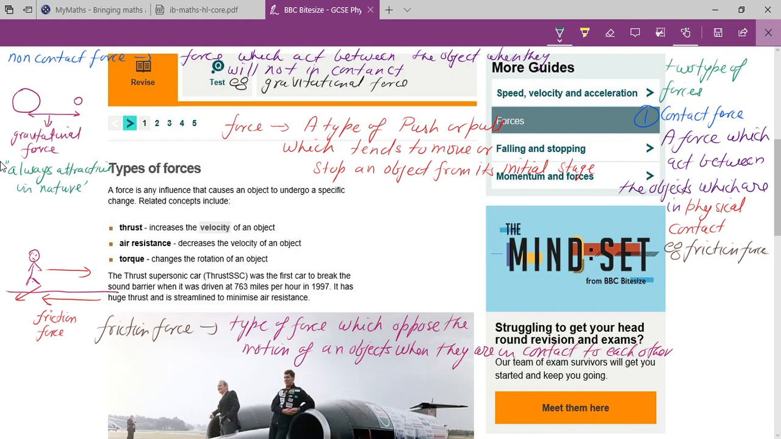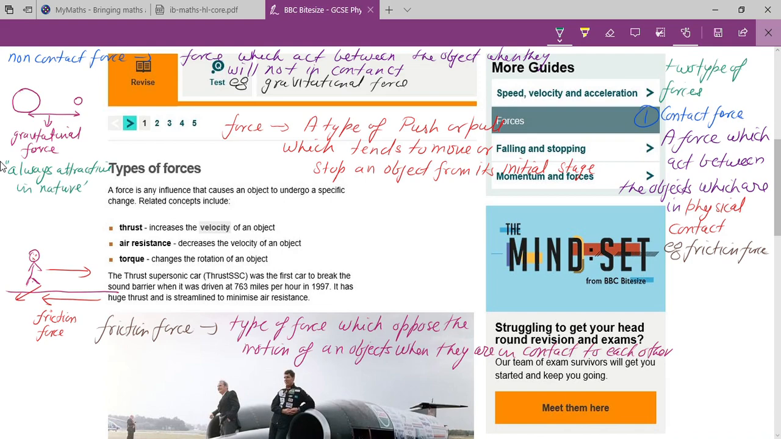There are two fundamental types of forces: contact forces and non-contact forces. Contact forces act between objects when they are in physical contact with each other, like friction. Secondly, non-contact forces act between objects when they are not in contact with each other. Non-contact forces are always attractive in nature.